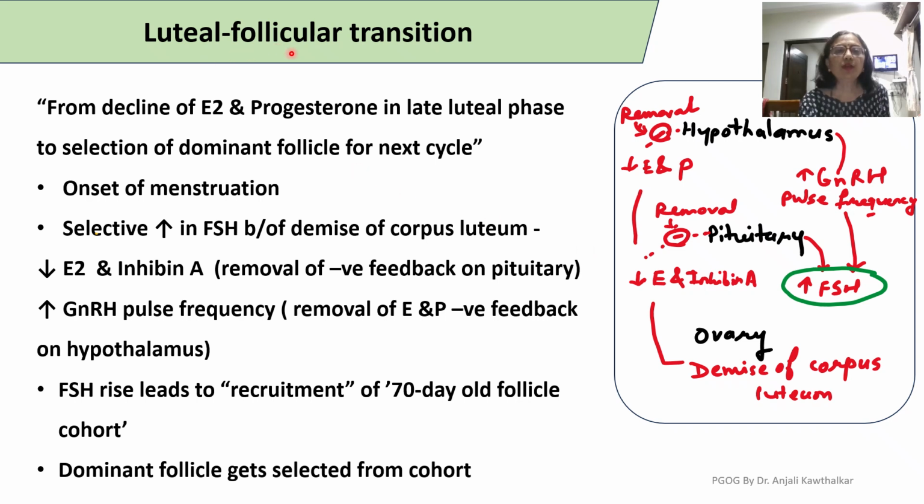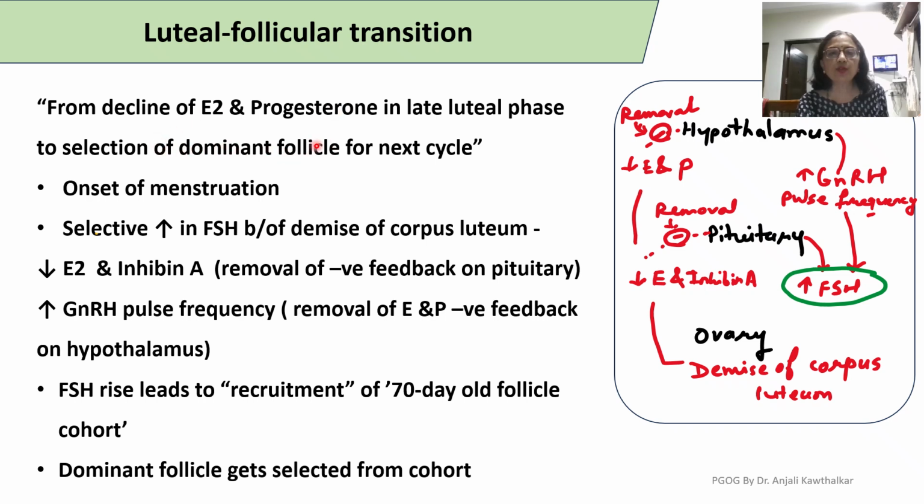Next is the luteal follicular transition. This period is from the decline of estradiol and progesterone in the late luteal phase to the selection of the dominant follicle for the next cycle. That means from the end of the luteal phase to the initiation of the follicular phase. This is called the luteal follicular transition. The important events are the decline in estrogen and progesterone at the end of the luteal phase, and initiation of the follicular phase by selection of the dominant follicle.